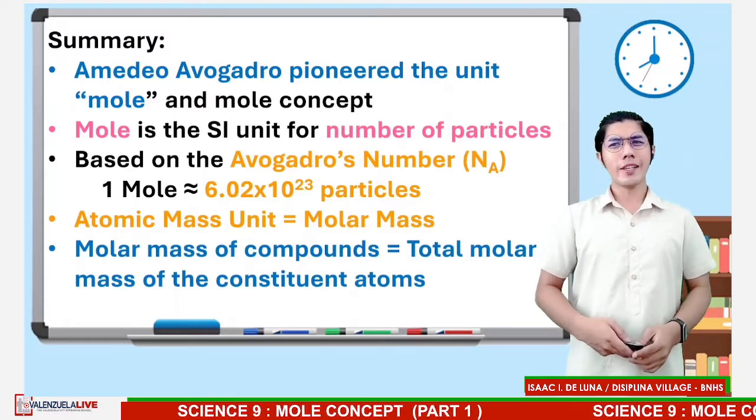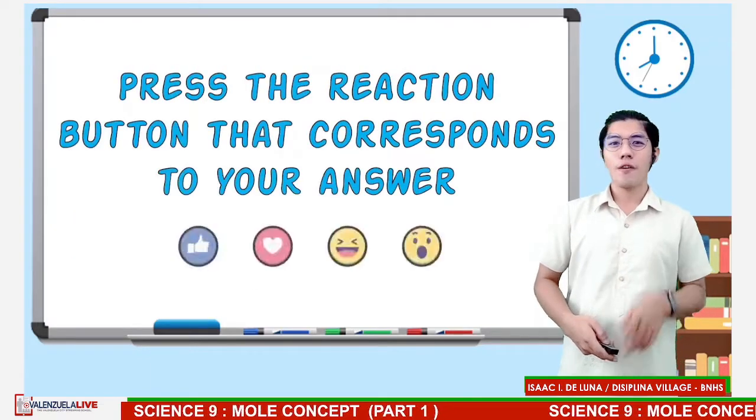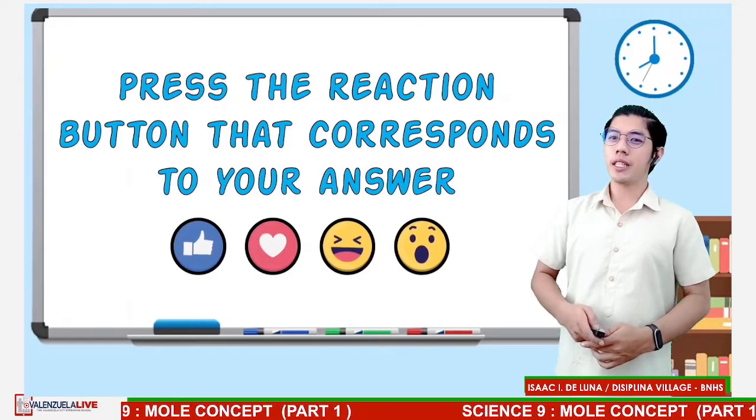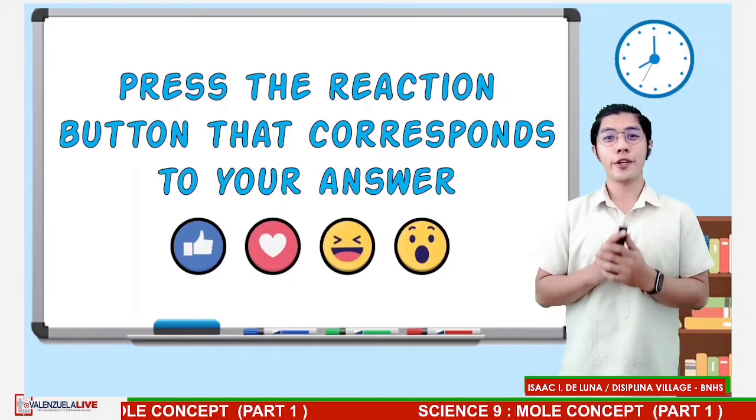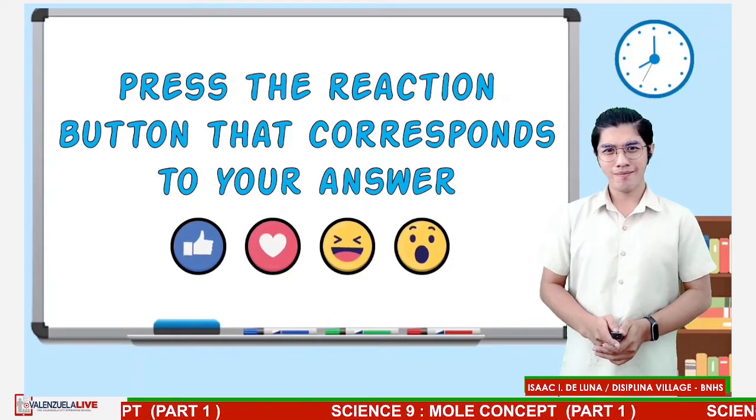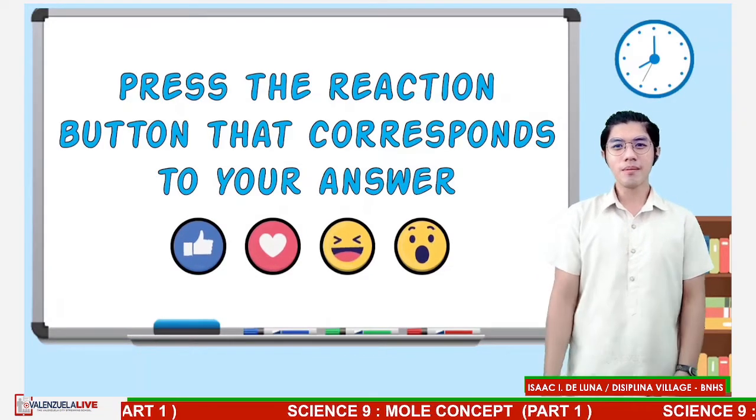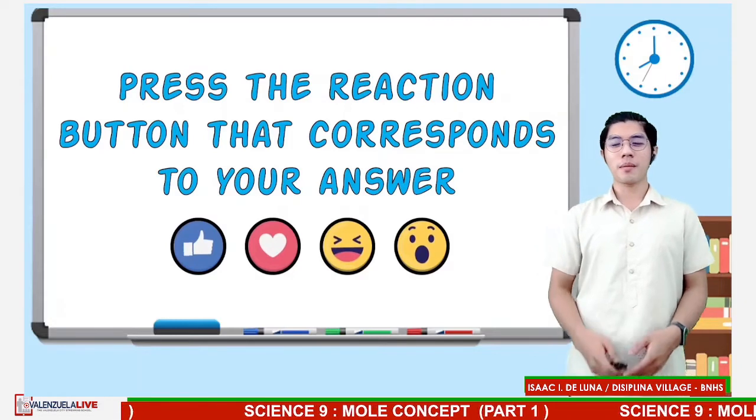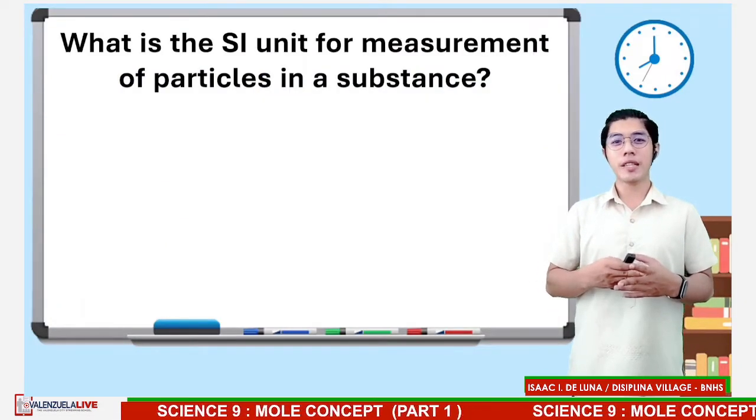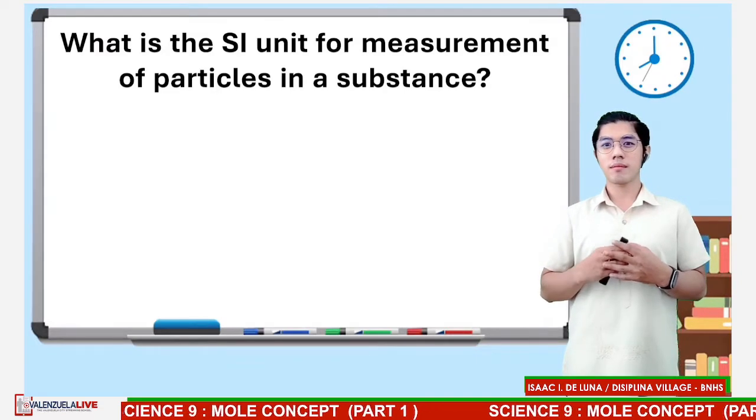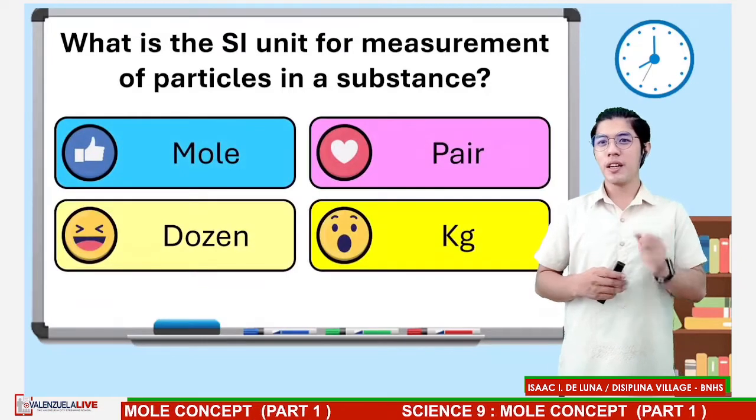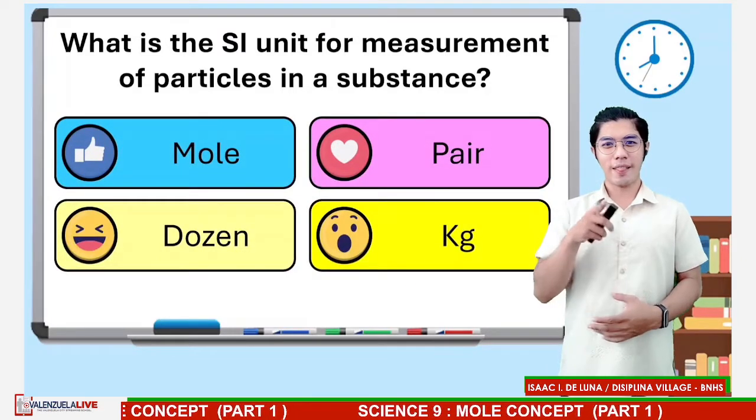Now, let us check your understanding of the lesson. 5 questions will be shown. You have to press the corresponding reaction button for your answer. Are you ready now? Then, let's begin. Question number 1. What is the SI unit for measurement of particles in a substance? You have 5 seconds to key in your answer. Timer starts now.